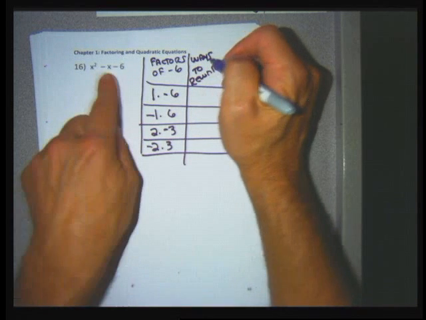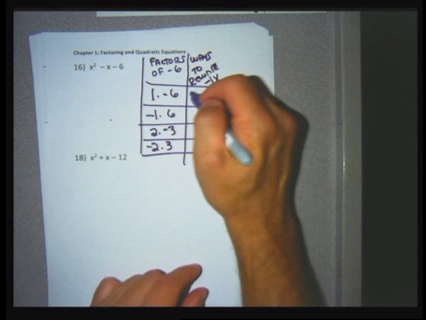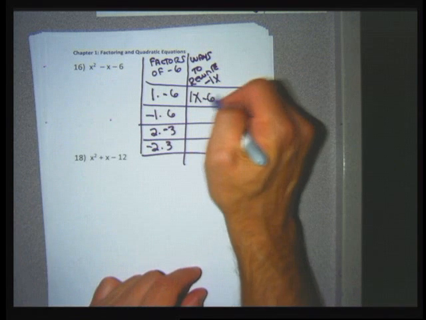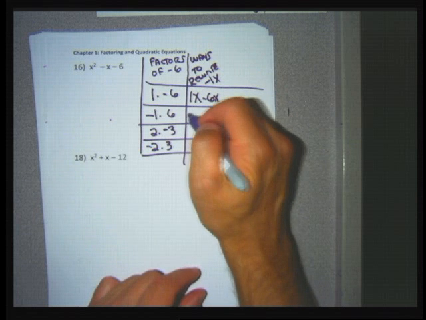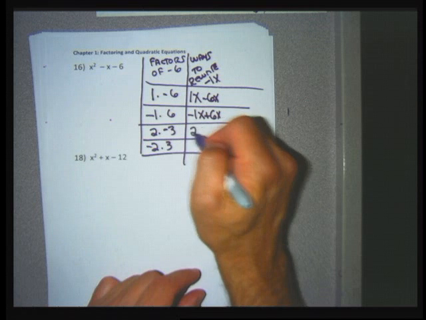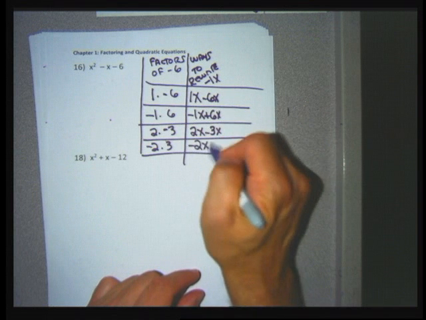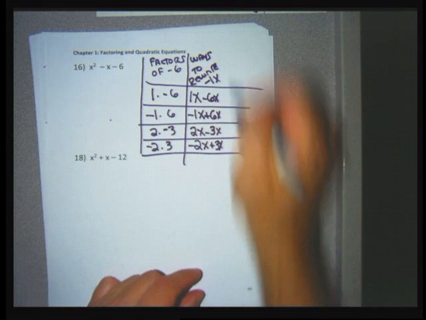I need to rewrite this negative 1x. There's a 1 that's implied there. One choice would be 1x minus 6x. Another choice would be negative 1x plus 6x. Another choice would be 2x minus 3x. And a last choice would be negative 2x plus 3x.